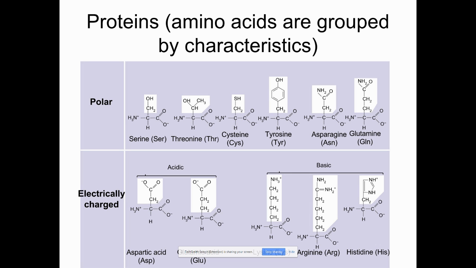Here are some of our polar ones, right? Here's some of our electric charges. Some are acidic, and some are basic, basically forming negative charges versus positive charges in solution. You don't need to memorize any of these R groups. You don't need to do that. I'm showing you these just so you can start seeing the interaction.